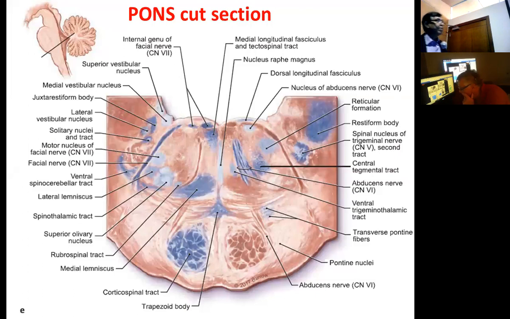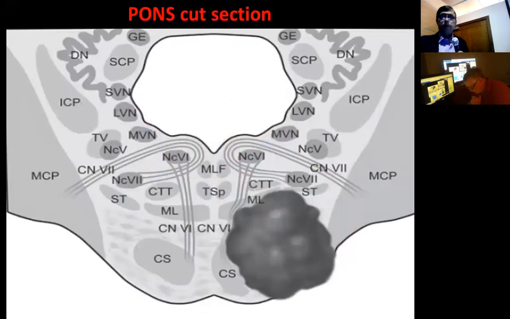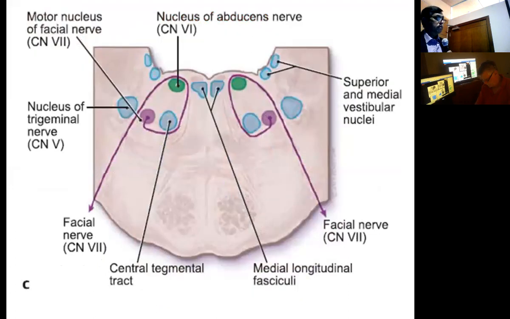This is a cut section of the pons. Again, seems to be complex. Again, it is not. Anterior part are the pyramidal tracts, the long tracts, and behind are the cranial nerve nuclei. Same thing. The lesion will decide which way to go by anatomy decision.